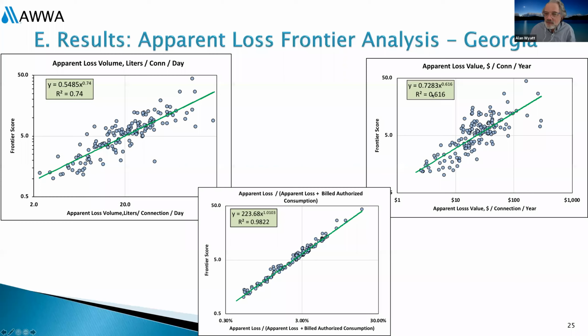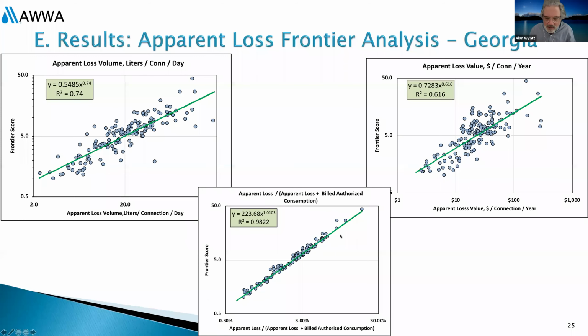Strangely enough, so do the dollars per connection. I'm not quite sure why that is, but the ratio of apparent loss over the total throughput, so to speak, apparent plus billed authorized, is amazingly tight.